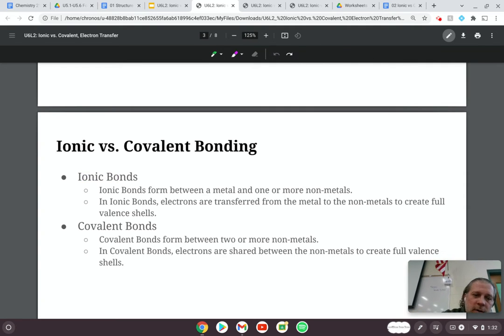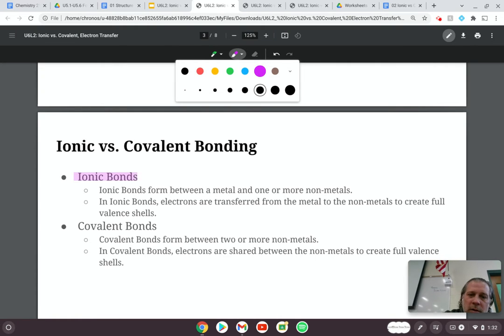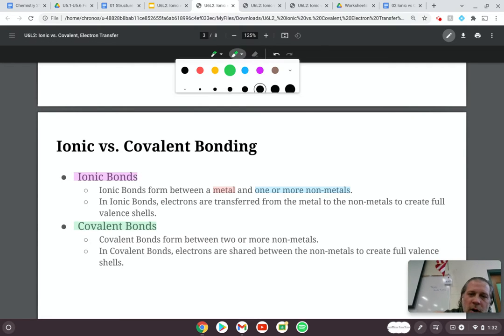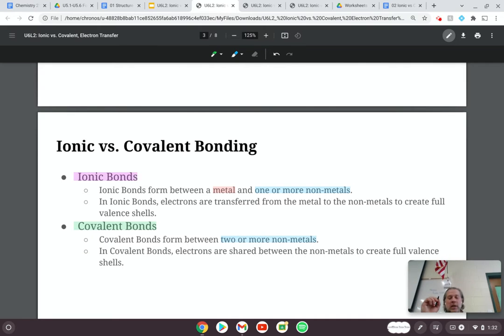Ionic bonds are bonds that occur between a metal and a nonmetal. And covalent bonds are bonds that occur between two or more nonmetals. So that's the first indication of how we identify an ionic bond versus a covalent bond.